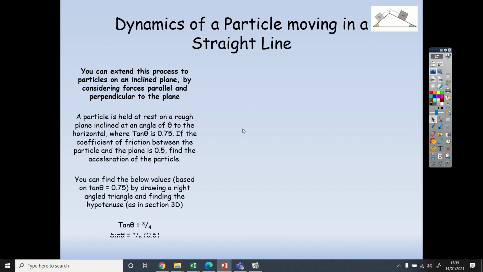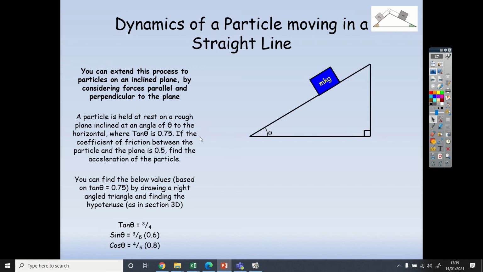Right, so this time we've got an inclined plane at an angle where tan theta is 0.75, which you'll recognise as 3/4. So we've got the same values of sine and cos that we had before. Sometimes you tend to get 5/12 as well. 5/12 is part of a 5, 12, 13 triangle. So those are really common, so look out for them. Right, coefficient of friction is 0.5, and it wants the acceleration of the particle.